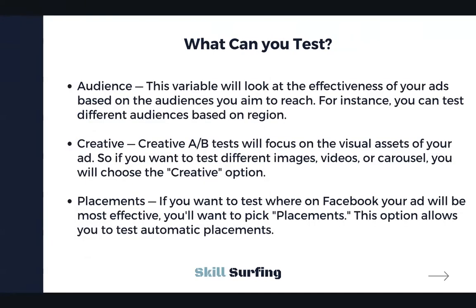So what can you test with the A/B testing? You can test different audiences. So you can look at the effectiveness of your ads based on the audience you want to reach. You can also, for example, test different regions. You can do creative variables, so it will focus on the visual aspect. So if you want to test different images, videos, or carousel, you can choose the creative option. You can test different placement.